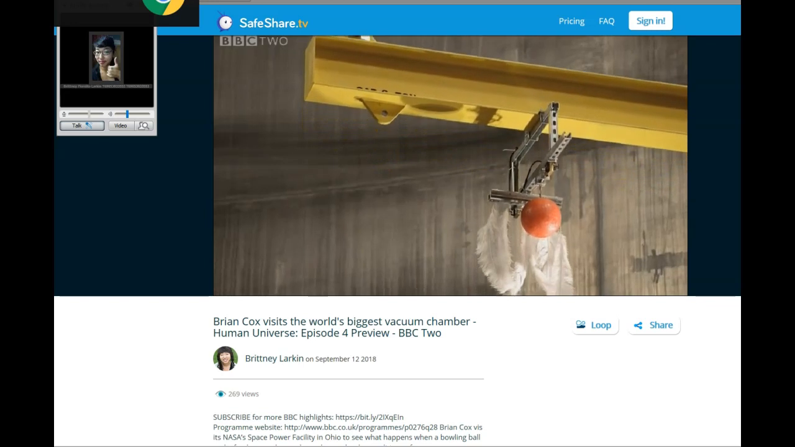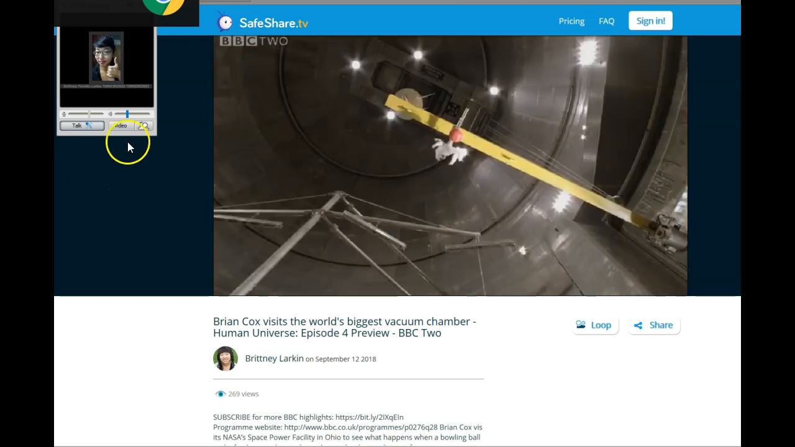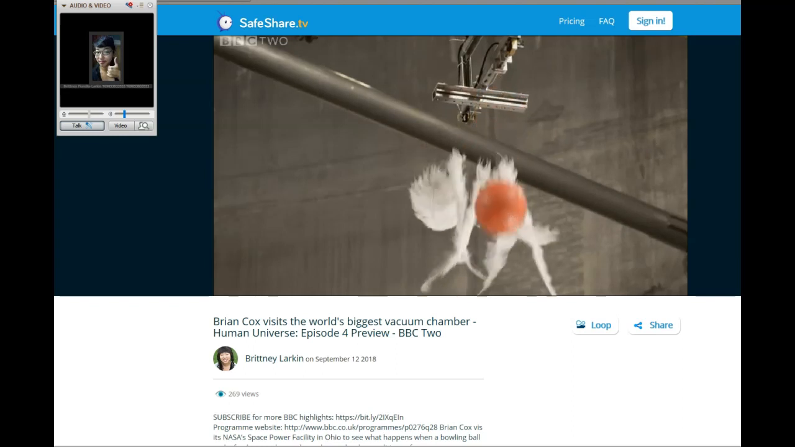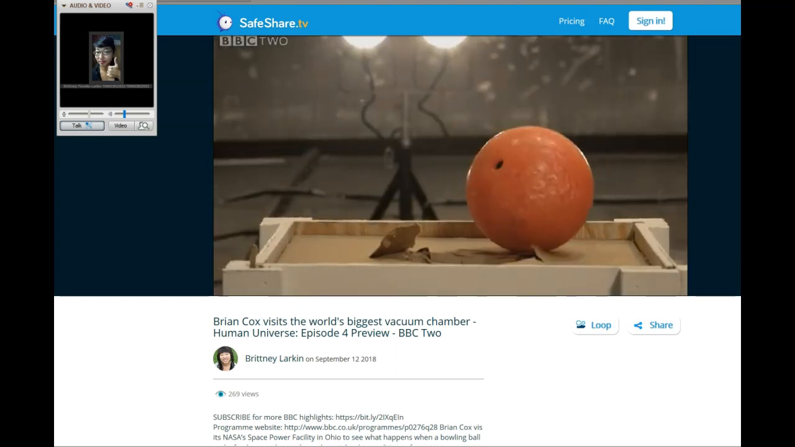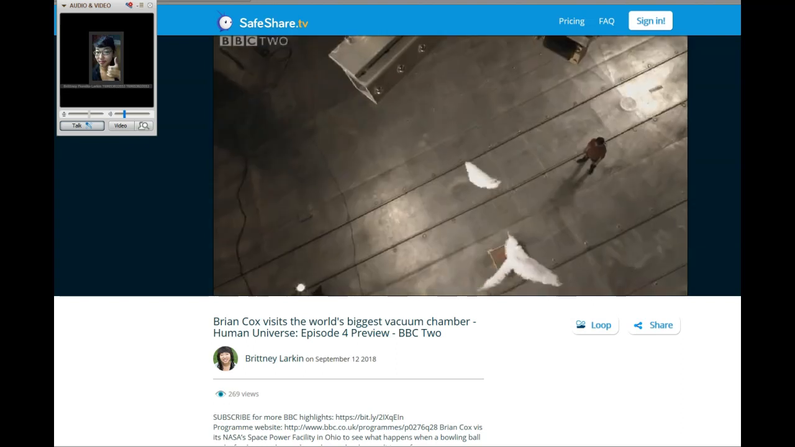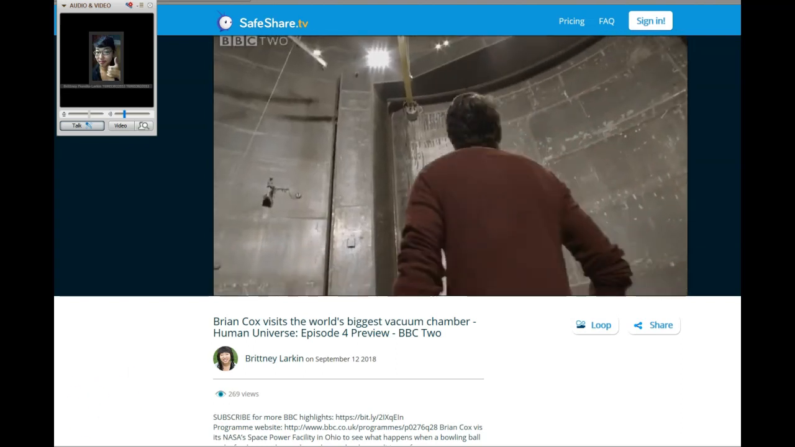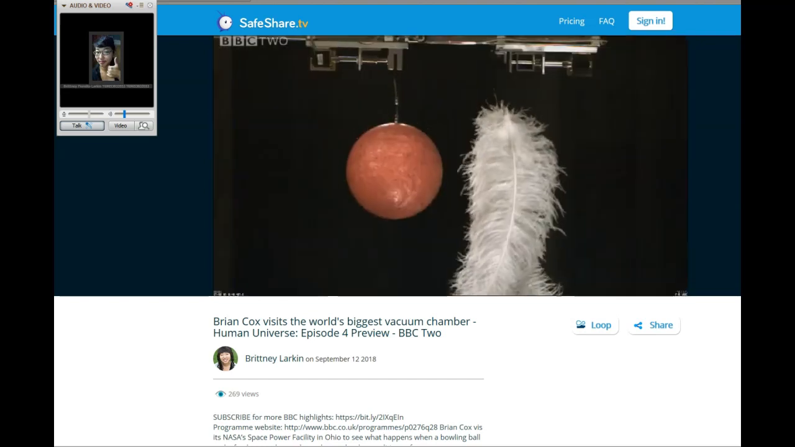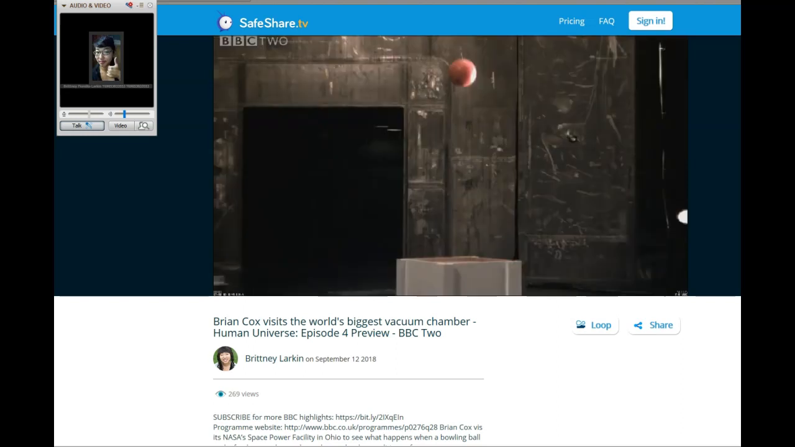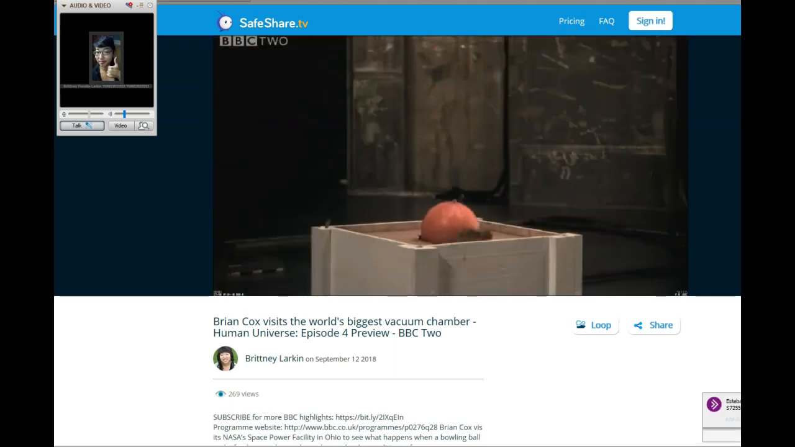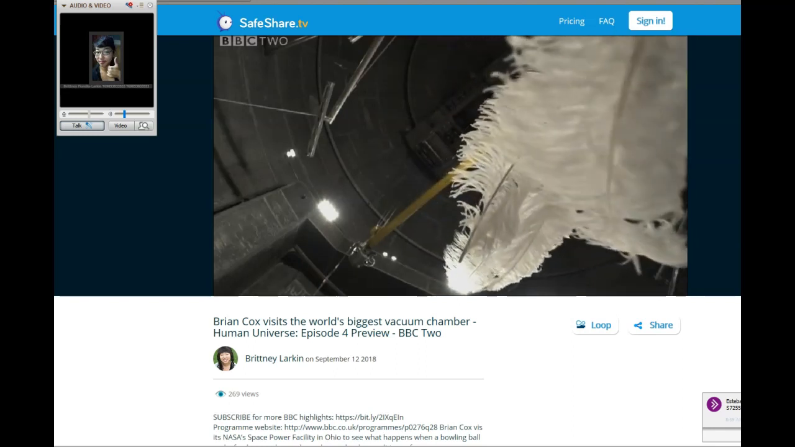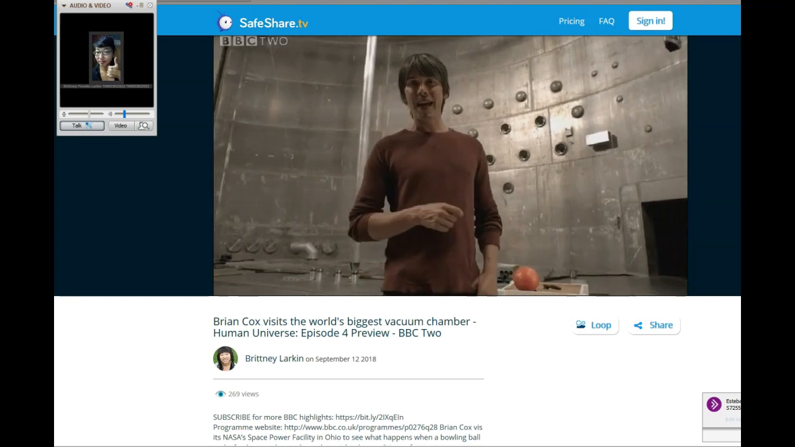A heavy object and a light one, and drop them at the same time to see which fell fastest. Now in this case, the feathers fell to the ground at a slower rate than the bowling ball because of air resistance. So in order to see the true nature of gravity, we have to remove the air.